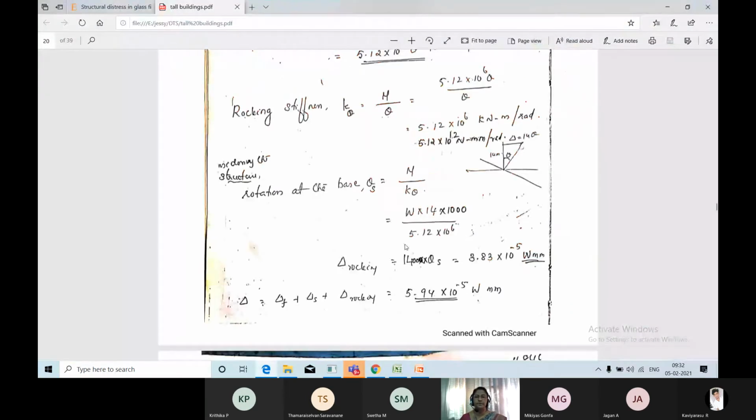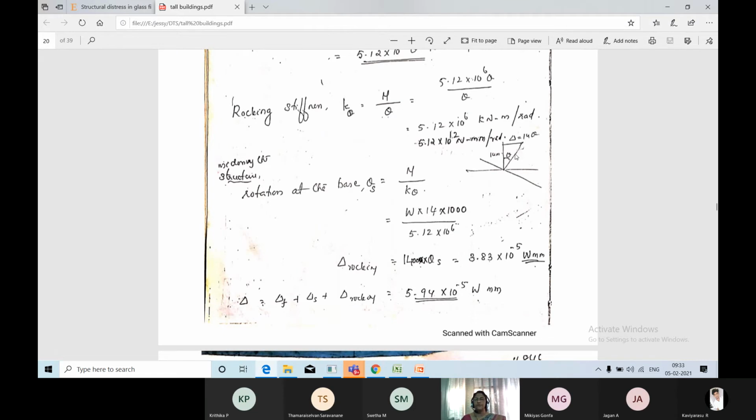So that is what I have written here. Delta rocking is equal to 14 into tan theta, and because theta is very, very small, tan theta is equivalent to theta, so it is 14 into theta. So you will be getting the delta rocking for the entire structure.